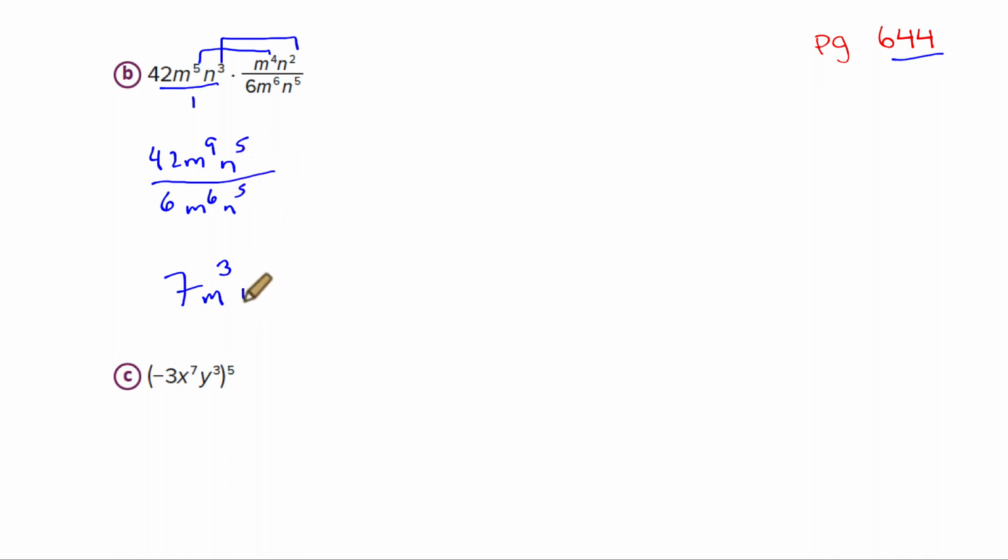But I'm going to write that out. You don't have to write that out because they cancel and leave a 1, right? So that's going to be our final answer. 7m to the 3rd. N to the 0 just equals 1. So this is going to be our final answer. So all that whole blob there reduced to this.